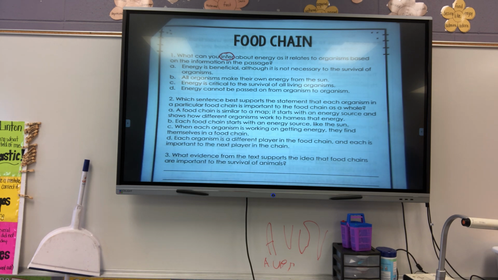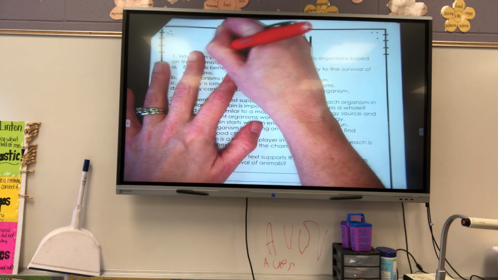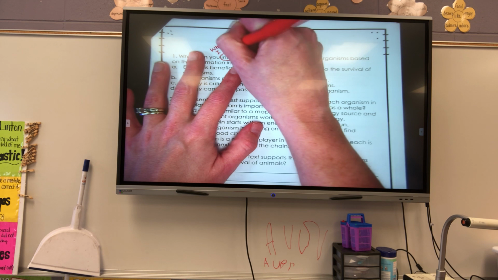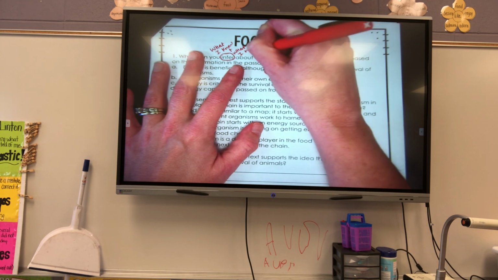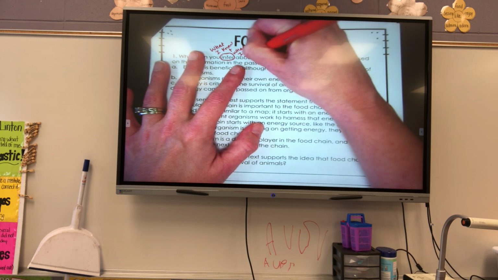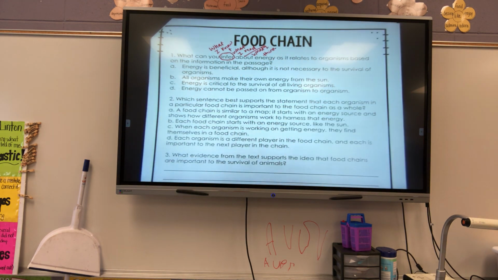On what we know and what we... Information for the passage. So I'm taking what I know plus what I've read to get what I think. Okay? So I'm taking what I know and what I've read, and trying to come up with an inference of what do I think. So, what can you infer about energy as it relates to organisms?